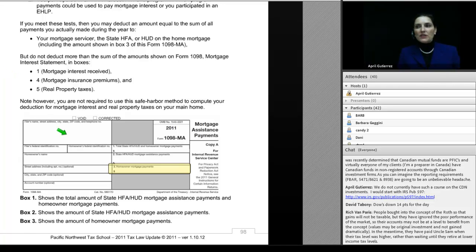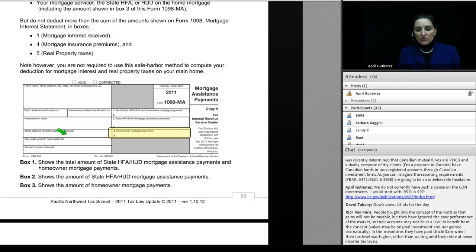And it stands to reason that you're going to be allowed to claim only a deduction for the payments that you yourself made. So this document is showing payments that the homeowner made in box 3, and it's showing other amounts that were paid out in boxes 1 and 2. And the IRS is providing a safe harbor method to figure out what your client's deduction will actually be on the tax return. And they say take the amount in box 3, and pretty much you can probably use that, but don't use more than the amounts showing on the 1098.